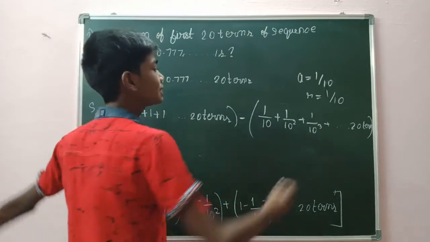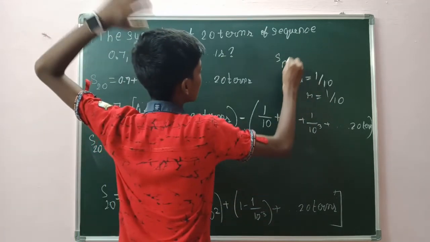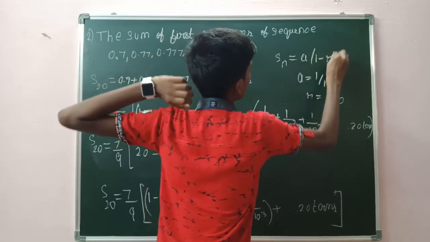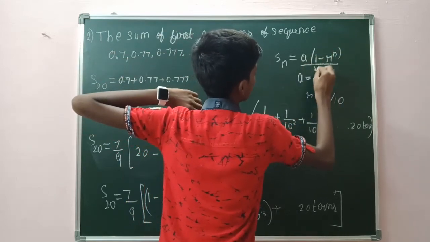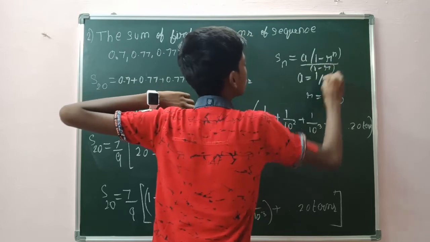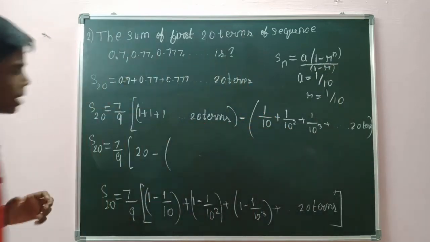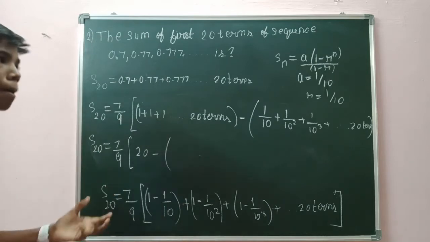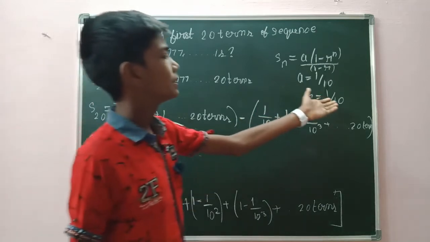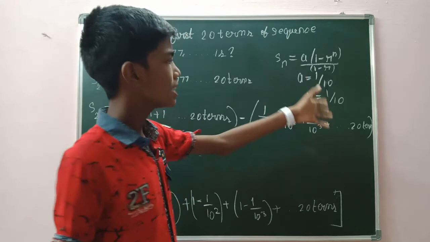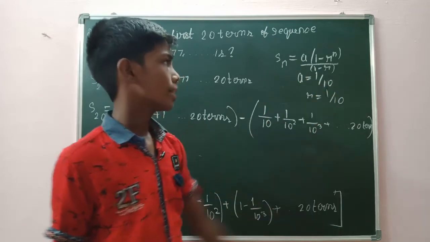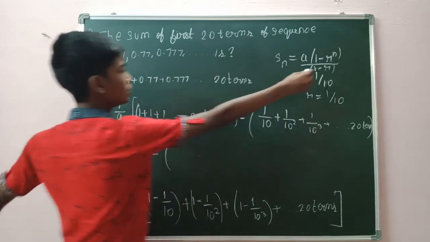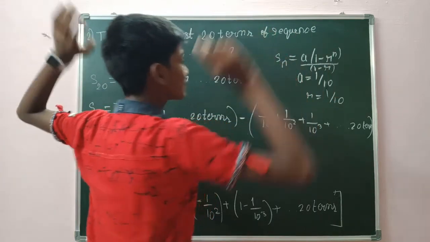Now they are asking the sum of the 20 terms. We know the sum of n terms of a GP is A into 1 minus r power n divided by 1 minus r. We can also use r power n minus 1 divided by r minus 1, whichever is convenient. But here r is less than 1, hence I can use 1 minus r. That is why.